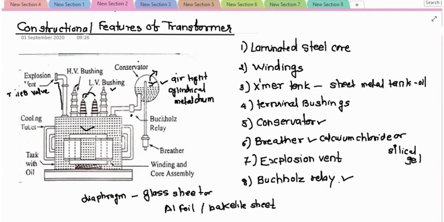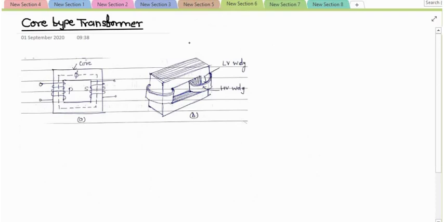So let us now, in short, see what the types of transformer are. Depending upon the arrangement of the core and the windings, there are three main types of transformer. The first type is core type, the second type is shell type, and the third type is berry type. So first of all, let us start with the core type of transformer. Here, figure A shows the schematic diagram of the core type of transformer, and figure B shows the actual arrangement of the core type of transformer. So friends, what are the features of the core type of transformer? That we will see.